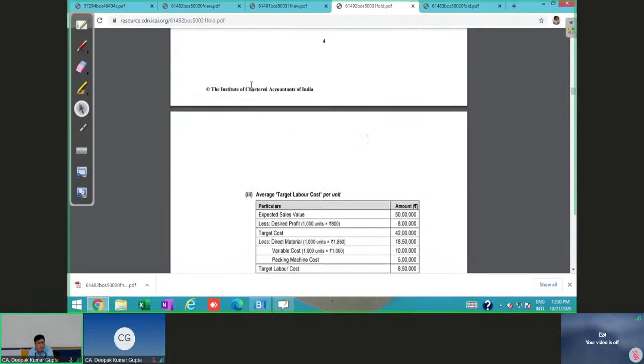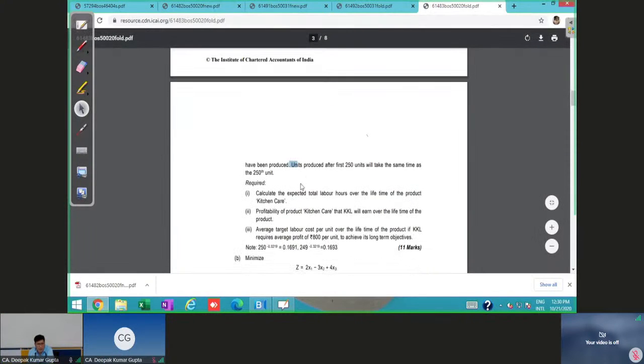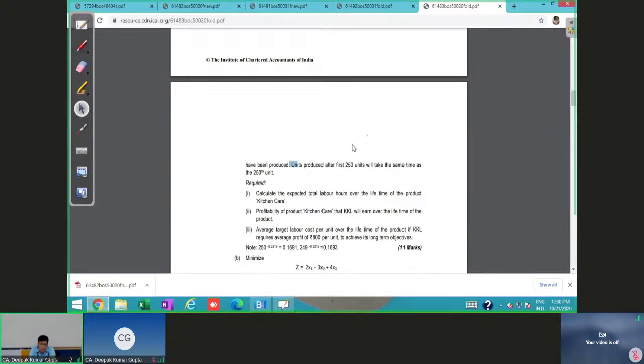In the third portion, it has been requested to compute the average target labor cost per unit over the lifetime of the product if KKL requires an average profit of 800 per unit. This question is based on the target costing concept. Here, to compute the target average labor cost per unit, you have to first find the target cost.